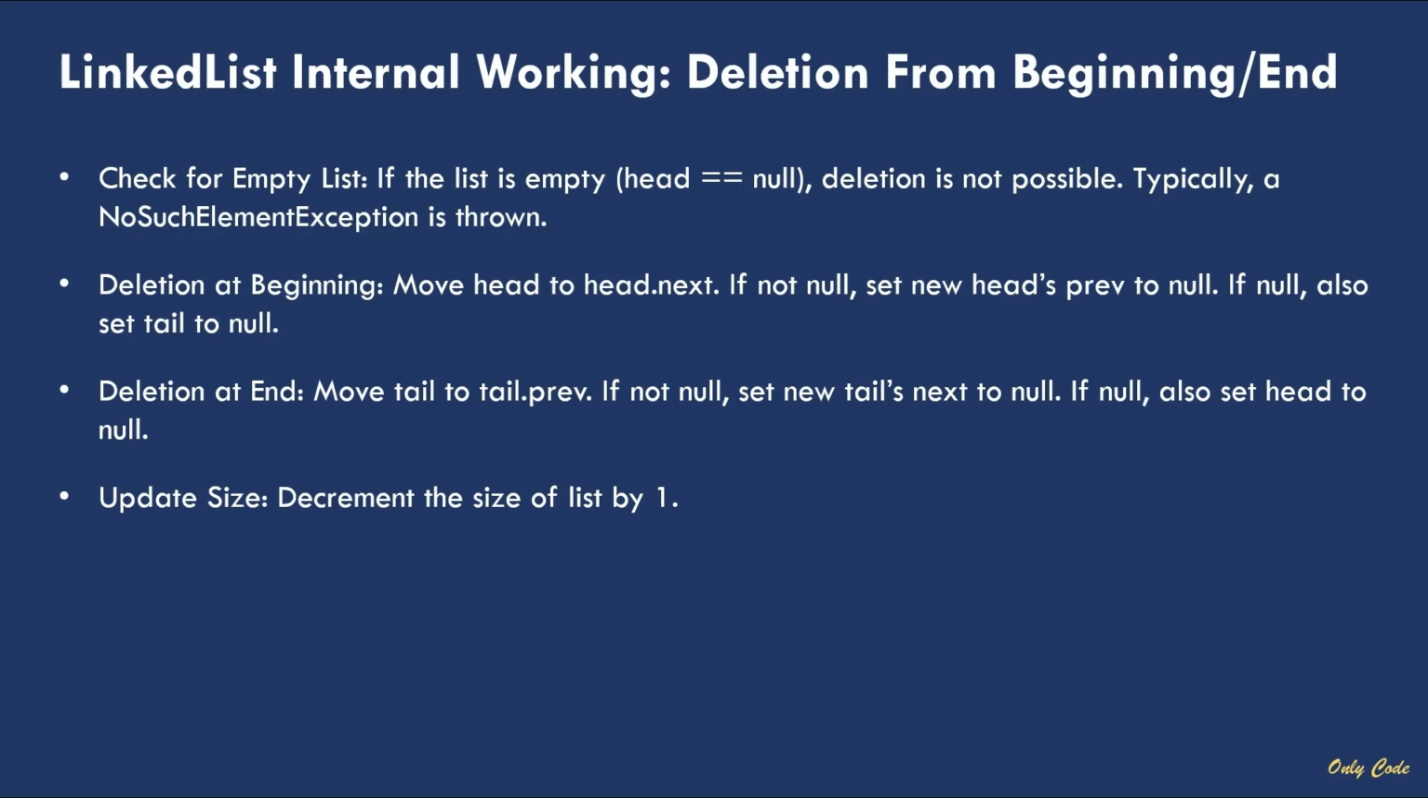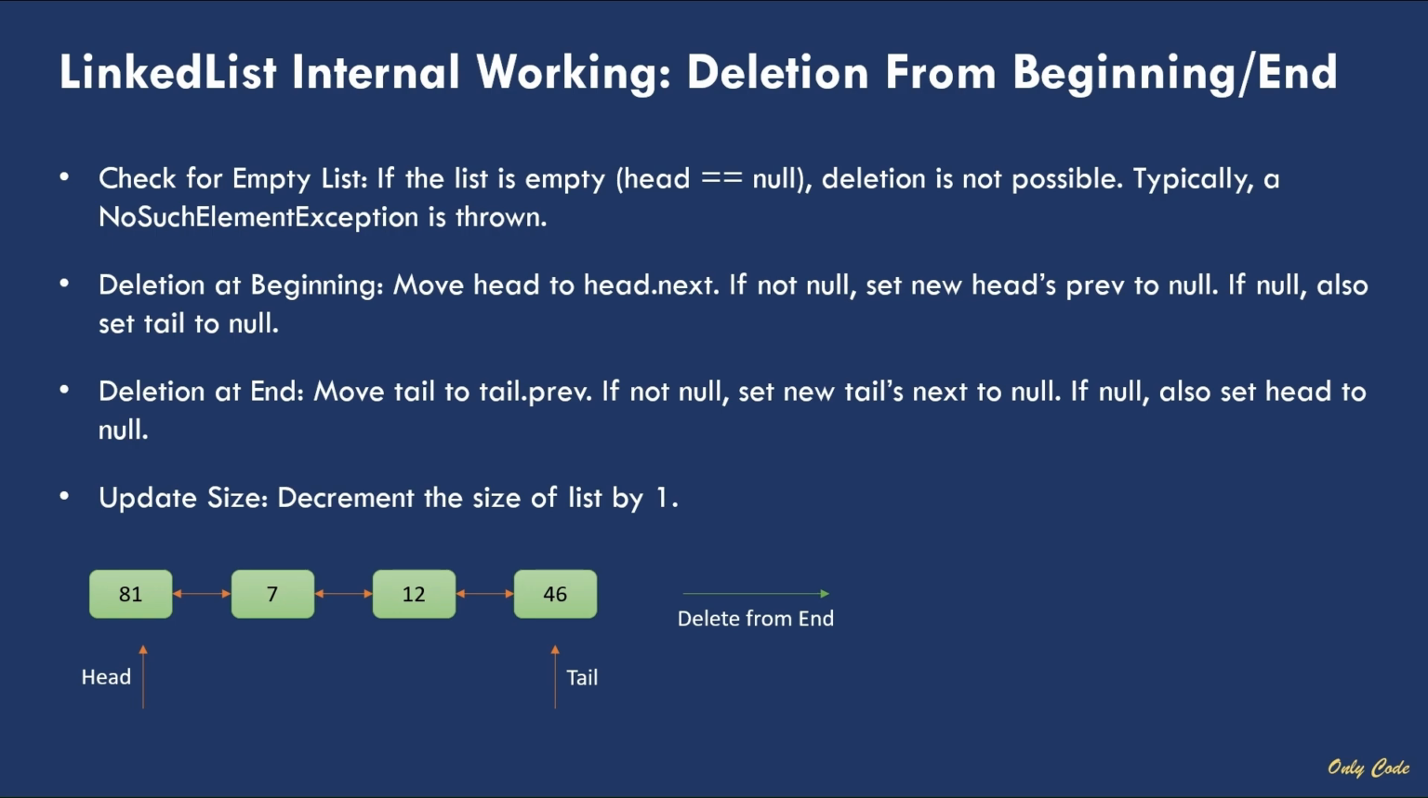Let's take an example of a linked list containing 4 elements 81, 7, 12, and 46. Now, if we perform a deletion from the end, the last element, that is 46, will be removed.